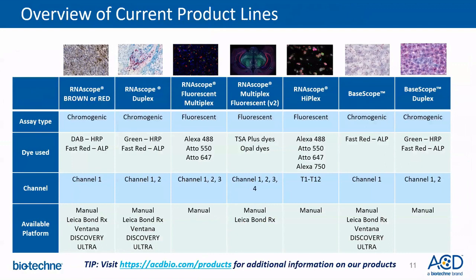Before diving into the image analysis, this slide reviews all of the assays that are currently available from ACD, ranging from chromogenic singleplex and duplex to multiplex fluorescent assays that can detect up to 4 targets simultaneously, as well as the high-plex fluorescent assay with the capacity to detect 12 targets simultaneously, and the Basescope singleplex and duplex assays. Today, we will be discussing in more detail how to quantify both chromogenic and fluorescent signals.